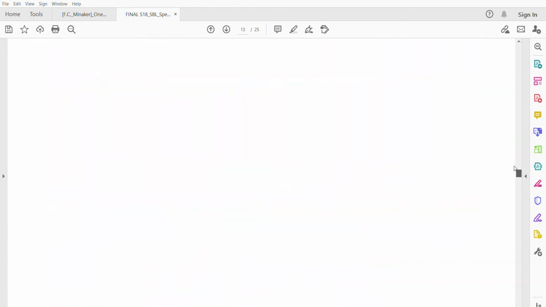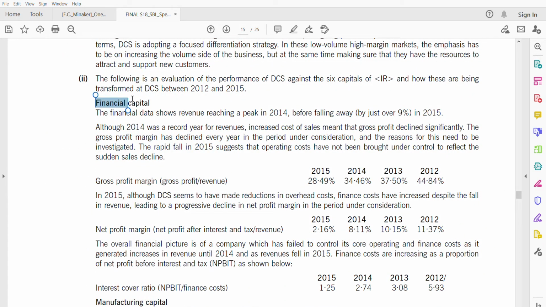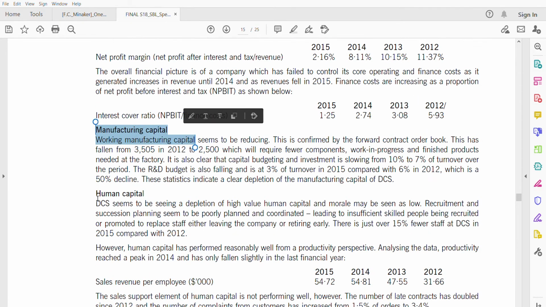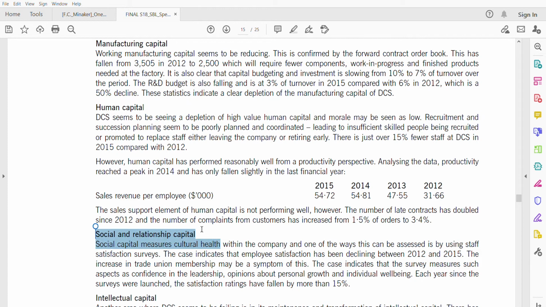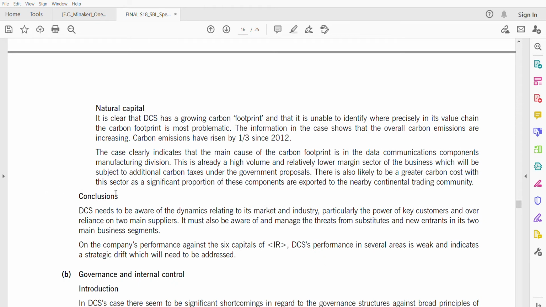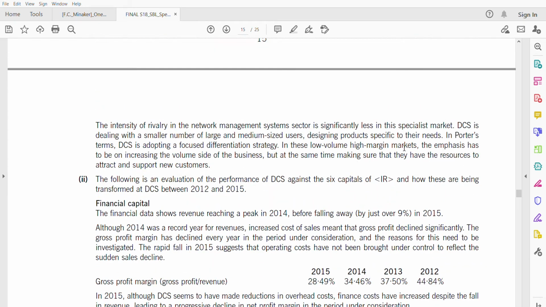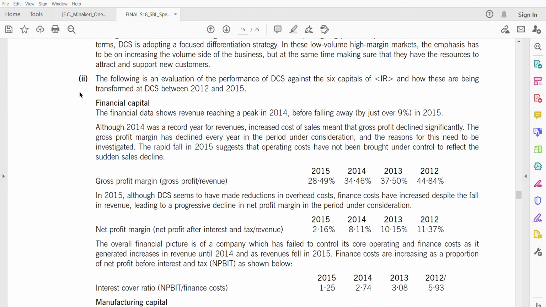So now let's go to the answer and see how they have given the financial capital, manufacturing capital, human capital, social and relationship capital, intellectual capital, natural capital, and the conclusion. You need the conclusion at the end. It's a report, right? Part I and the second part together you have to talk about in the conclusion. But that will go later. First we'll talk about this. So let's see what they have written here.